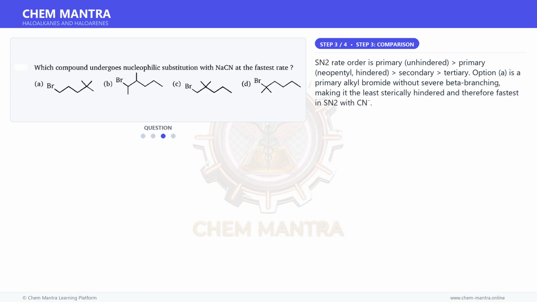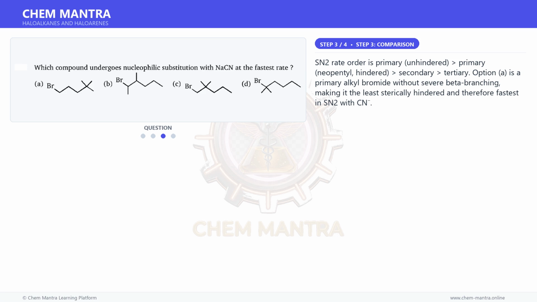Moving on to the next step. SN2 rate order is primary unhindered, primary neopentyl hindered, secondary, tertiary. Option A is a primary alkyl bromide without severe beta branching, making it the least sterically hindered and therefore fastest in SN2 with CN⁻.